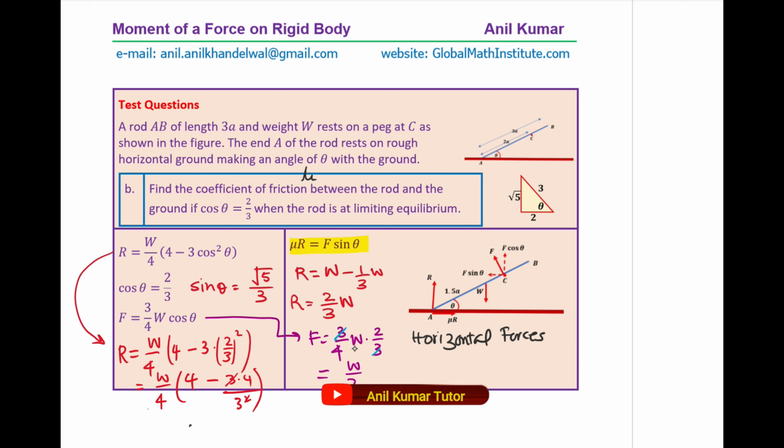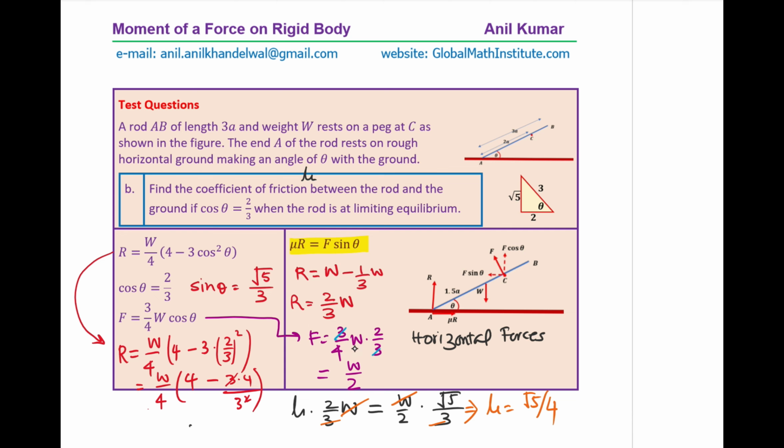Now substituting these values here, we can easily calculate what mu, the coefficient of friction, is. So mu times R, which is 2 by 3 W, equals F, which is W by 2, times sine theta, which is square root 5 over 3. So that gives us the value of mu. We can just cancel W's here. And so we get our answer, mu is equal to what? So that 3 and 3 cancel, correct? So we get square root 5 over 4 as the answer to this particular question.